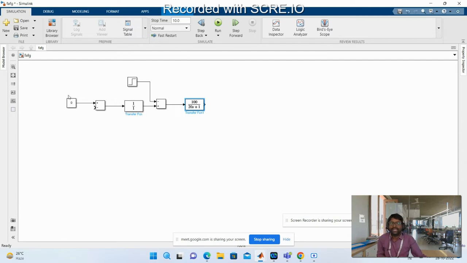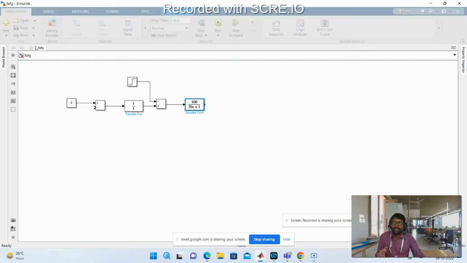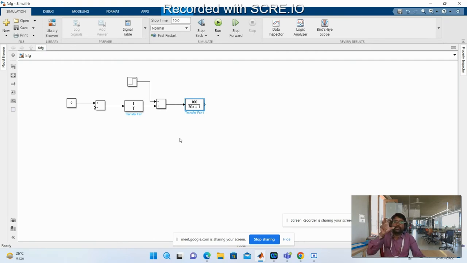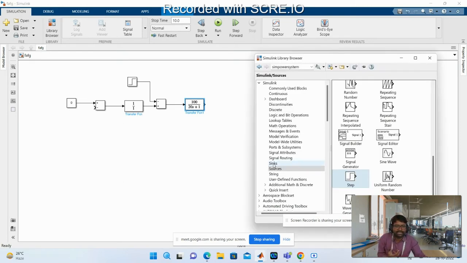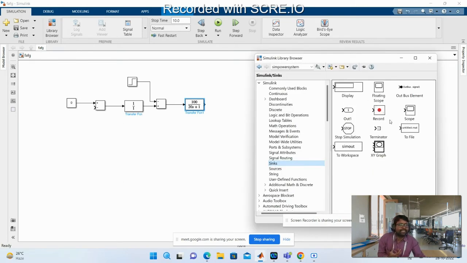Now, our main motto is to observe how the frequency is deviated with respect to time when there is a change in demand by a value of 0.01 per unit. If you want to see that output, the frequency response, you have to take one more block from the sinks. From the sinks, you are able to see the scope block. So take this scope block onto the project.